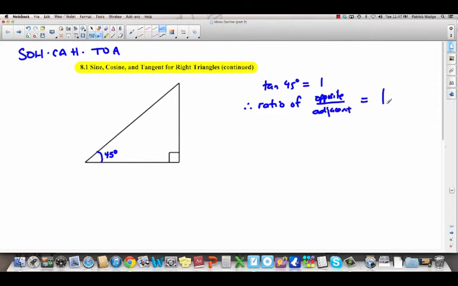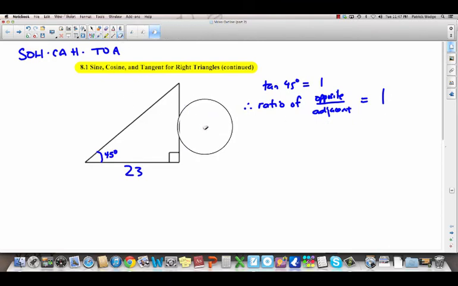is equal to 1. Now, do we know exactly how big each one of these sides is? No, we don't. It could be 1 and 1, couldn't it? Because then opposite divided by adjacent, 1 divided by 1 would be 1. But it doesn't have to be 1. What else could it be? How about 23 and 23? 23 divided by 23 is 1. So that would also work.